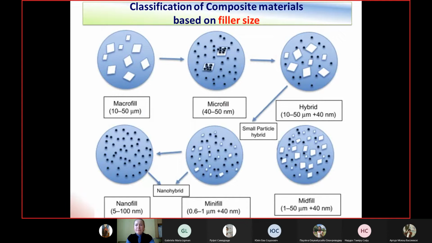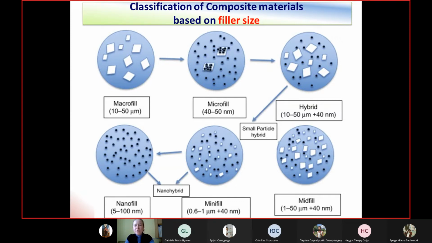Classification of composite materials based on filler size. So we have macrofill, microfill, hybrid, nano-hybrid, and different combinations of them. Macrofill has big particles of filler in its composition, and you can see here the diameter of the particles. Due to these big particles of filler, they are strong but not aesthetic, not good at polishing.